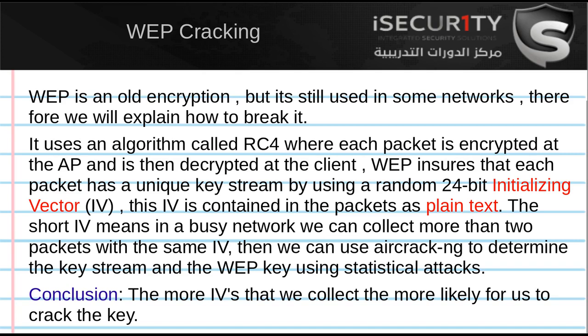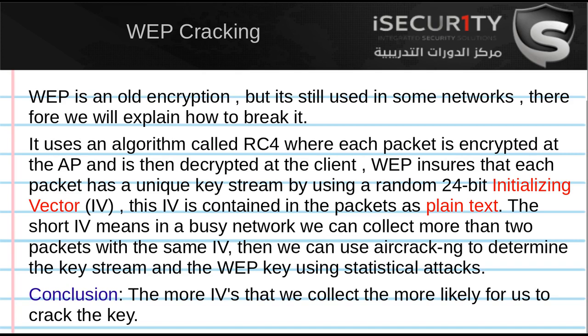WEP encryption uses an algorithm called RC4. Each packet is encrypted at the access point and then it's sent to the air. Once the client receives it, since the client has the key, it will be able to decrypt the packet and read the information inside it. So very simple. The access point encrypts the packet, sends it, the client receives it, the client has the key, so the client decrypts it. Same way when the client sends a packet, it encrypts it, and then sends it in the air. The access point receives it, the access point has the key, so it will decrypt the packet.